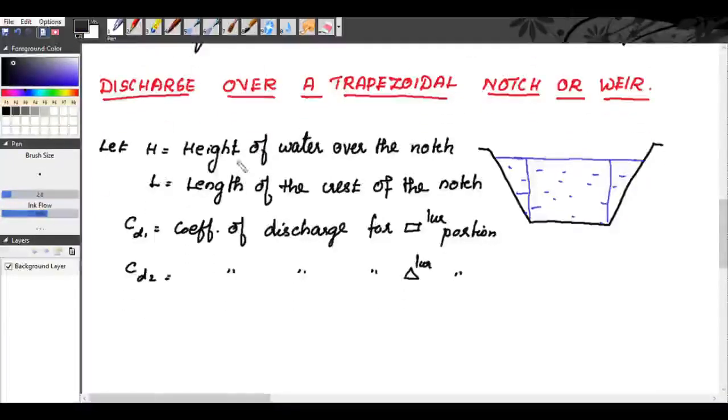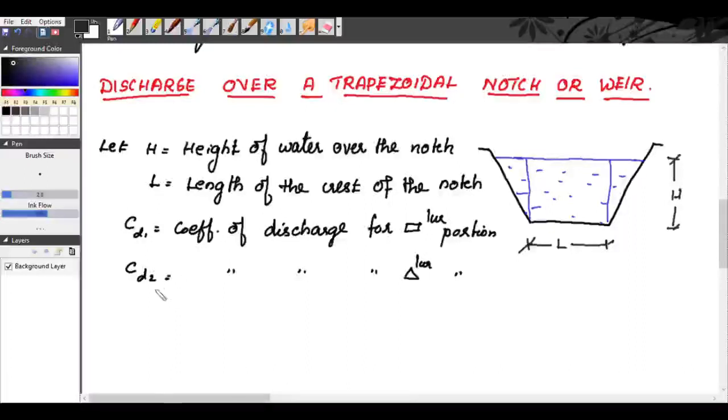H is the height of water over the notch. L is the length of the crest of the notch or weir. CD1 is the coefficient of discharge for the rectangular portion and CD2 is the coefficient of discharge for the triangular portion.